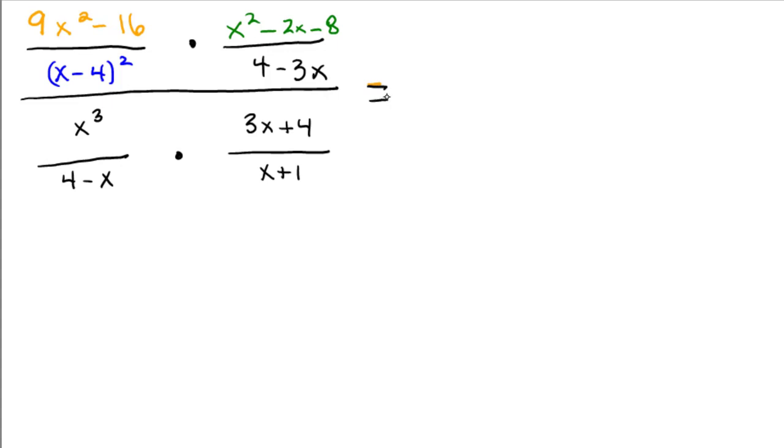You can see the first fraction up in the top left-hand corner is just going to be 9x squared minus 16 over x minus 4 squared. In the numerator of that fraction I'm going to factor it as 3x plus 4, 3x minus 4, by the difference of squares form. In the denominator there's an x minus 4 quantity squared, so I'm going to write it as x minus 4 times x minus 4, breaking it down into the two pieces.